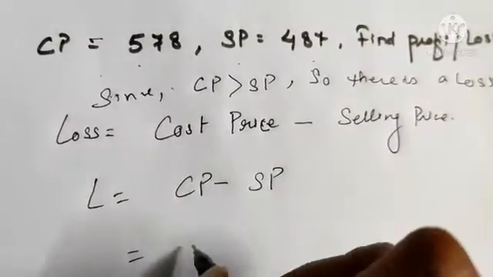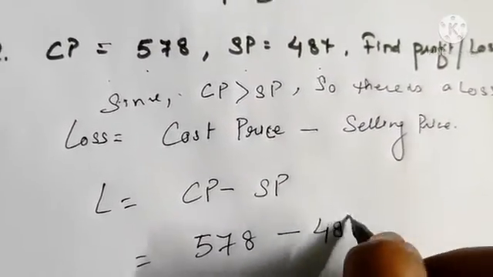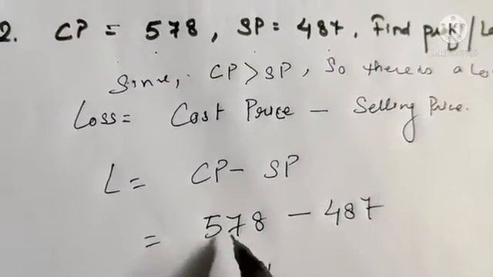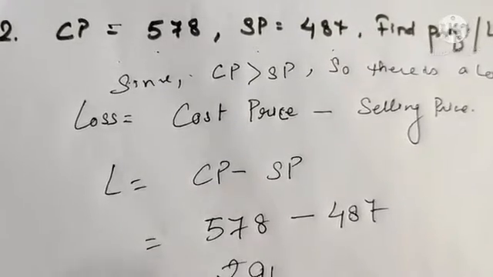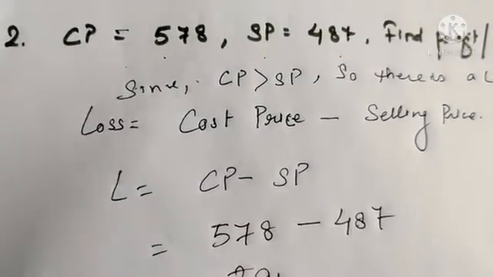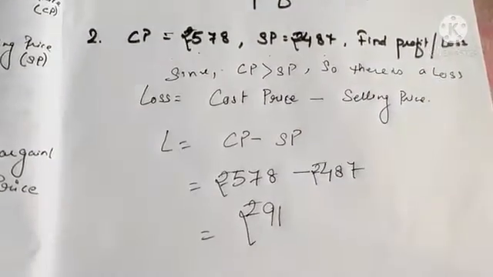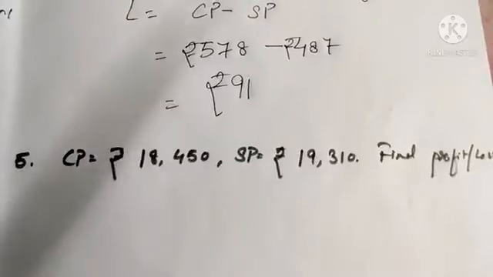So what is CP? 578 minus 487. So 8 minus 7, 1, and here 17 minus 8, 9. So rupees 91. So here rupees 578 minus rupees 487 equals rupees 91.